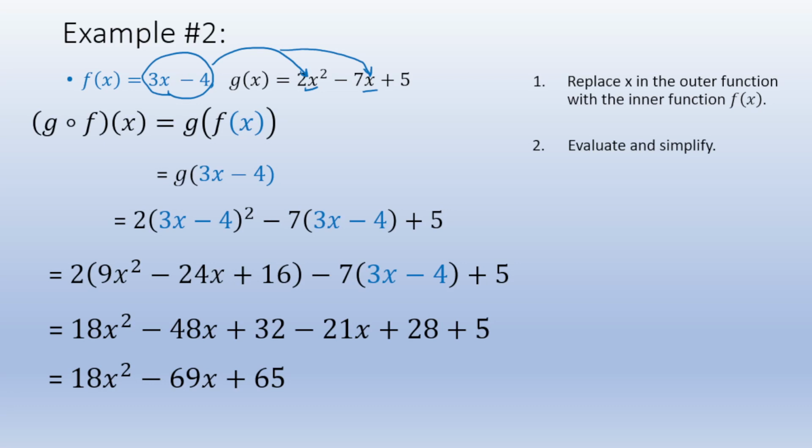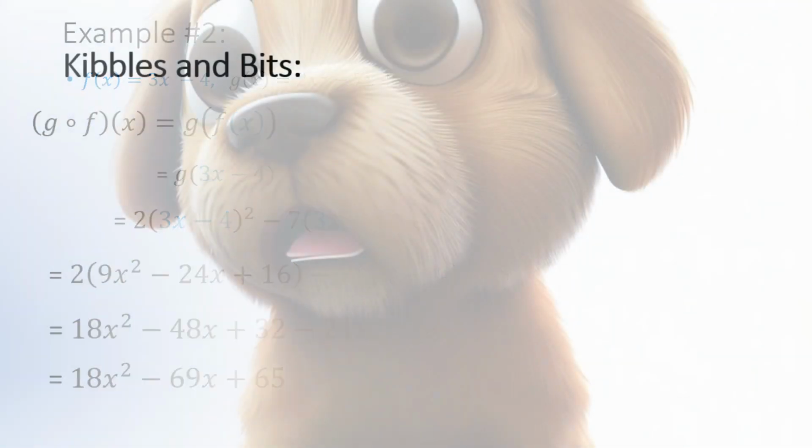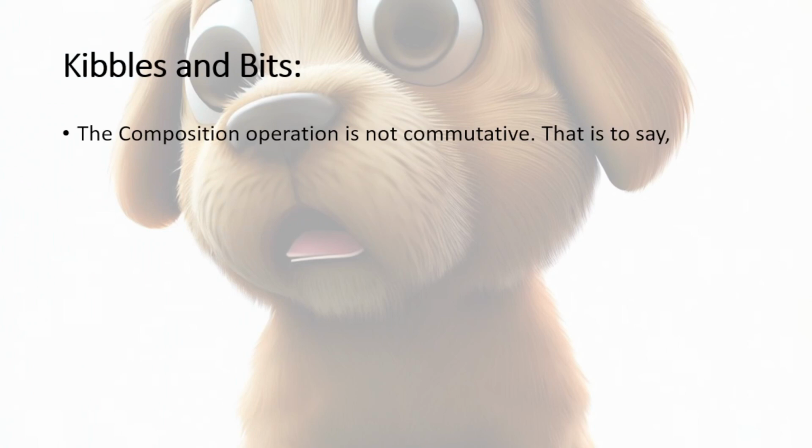Now, one thing that you'll probably notice is that this isn't the same answer that we got when we did f composite g of x, and that leads us to one of the first things that we want to be mindful of when doing compositions of functions, and that is that the composition operation is not commutative. That's just saying that f composite g is not going to give you the same result as g composite f.